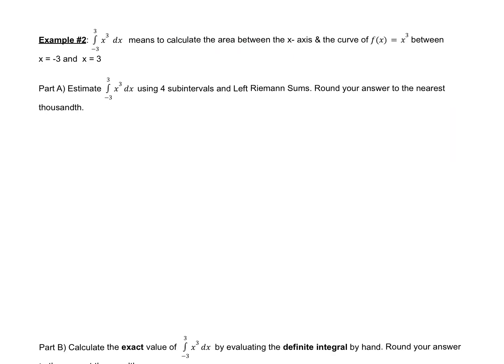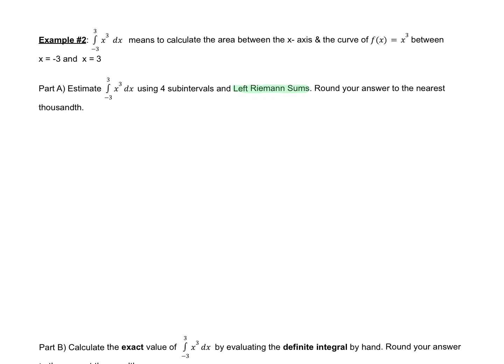So we've got example number 2. What I'd like to do is calculate from -3 to 3. It means to calculate the area between the x-axis and the curve of x to the third between those values. So I want to estimate this using left Riemann sums.